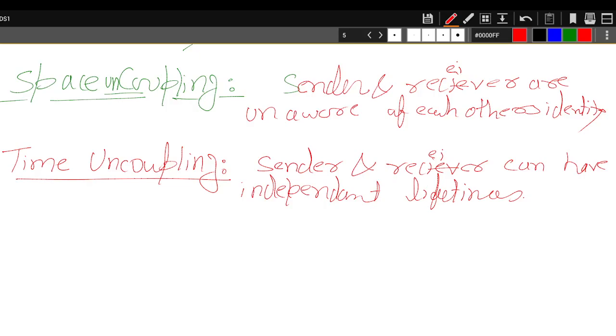But when we are talking about time uncoupling, we want such a system in which the receiver and sender need not be present at the same time to receive the message, and the message remains stored and doesn't get lost. So that is what we clarified here.